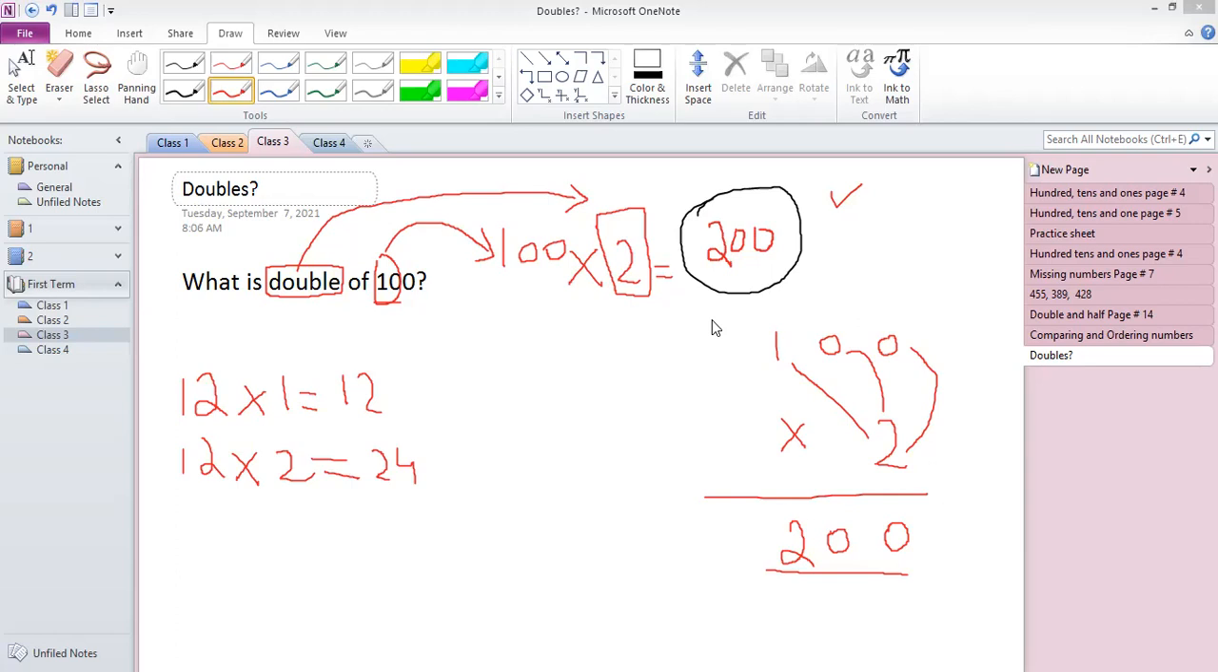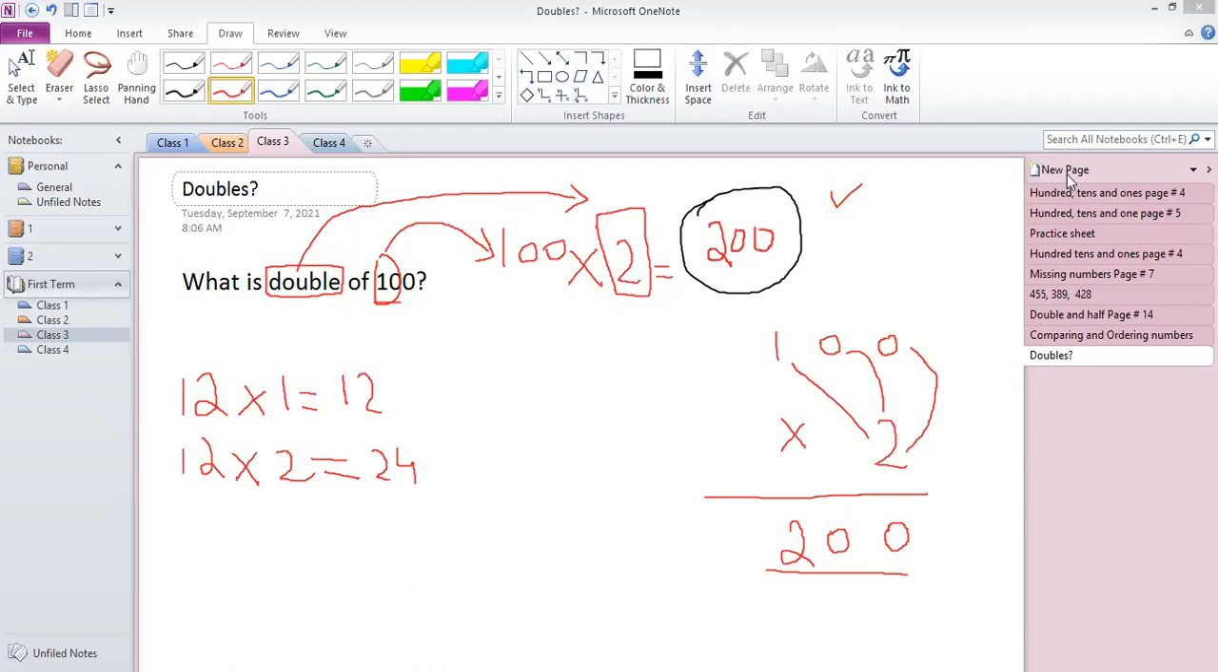Double of 5 is 10. Why? Because 5 multiplied by 2 equals 10. Double of 6 is 12. Why? Because 6 multiplied by 2 equals 12. Same if I ask you double of 7. So what will be the double of 7, guys? 14. Very good.